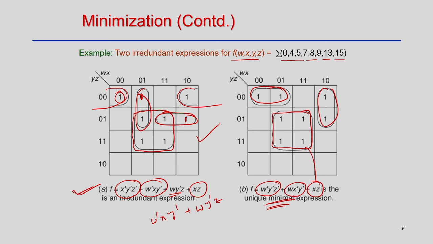So I think we understood the overall idea of Karnaugh map minimization in this particular class, and in the next class I am going to talk about how we can handle more variables, how I can handle don't cares and other examples, okay? Thank you.